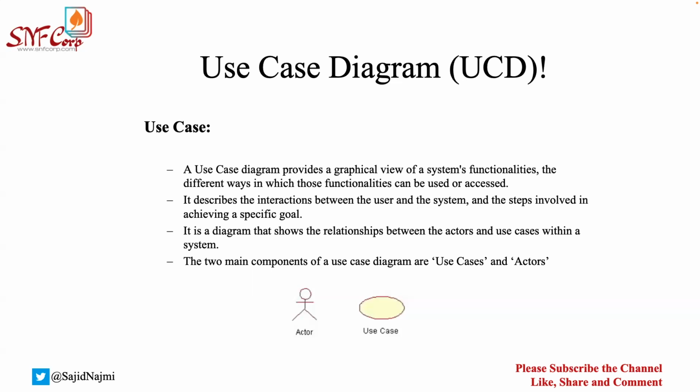So this ATM system is a boundary. Within that boundary, there are different actions you're doing: checking your balance, withdrawing cash, changing your phone number or details, whatever. This use case diagram will provide you the graphical view of all those functionalities within the system boundary, the different ways of doing all those actions within that boundary.